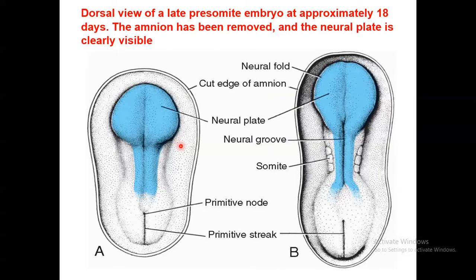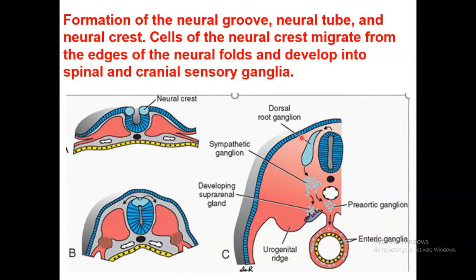So the neural tube is clearly visible in blue color. In this section, this is the neural tube and these are the somites. Now in the next slide, you can see this blue color is the surface ectoderm, this is the mesoderm, the intraembryonic mesoderm, and this yellow line indicates the endoderm.